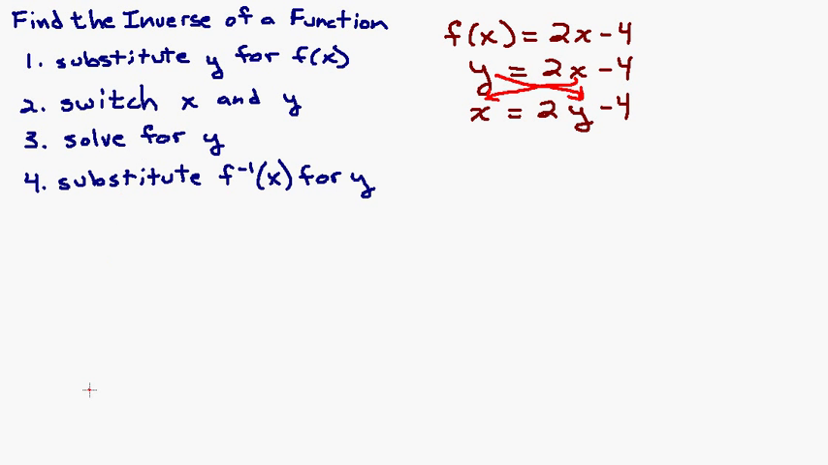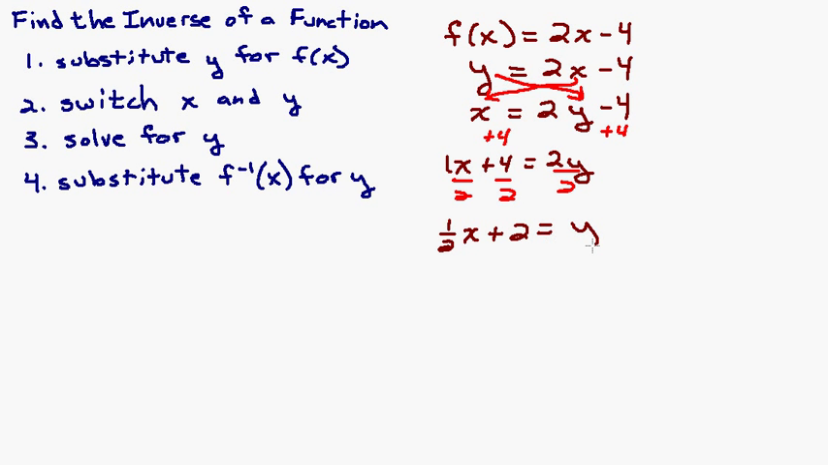Now the next thing we're going to do is solve for y. So now y is over here. It's not by itself anymore. We need to get y by itself. So we're going to use our basic properties of equality to do that. We're going to add 4 to both sides, which gives us x plus 4 equals 2y. And then we're going to divide everything by 2. And I'm going to go ahead and write this as a linear kind of equation. So I'm going to think of this as 1x. So I can rewrite that as 1/2 x plus 2 equals y. That's step 3. That's the biggest step. That's the step that's going to take the most time, solving for y.